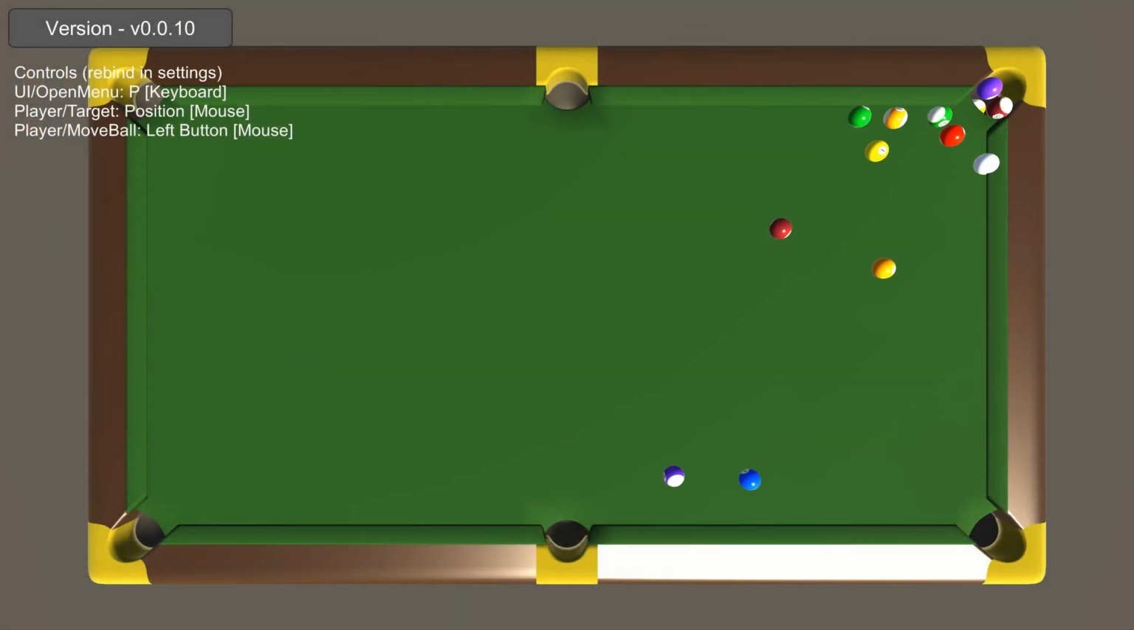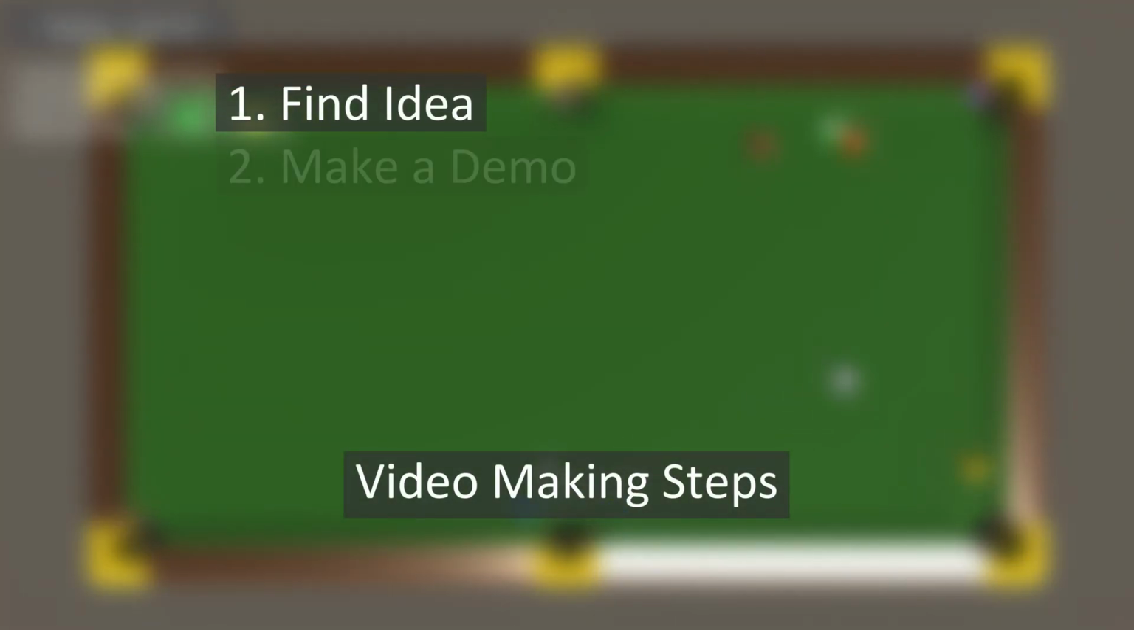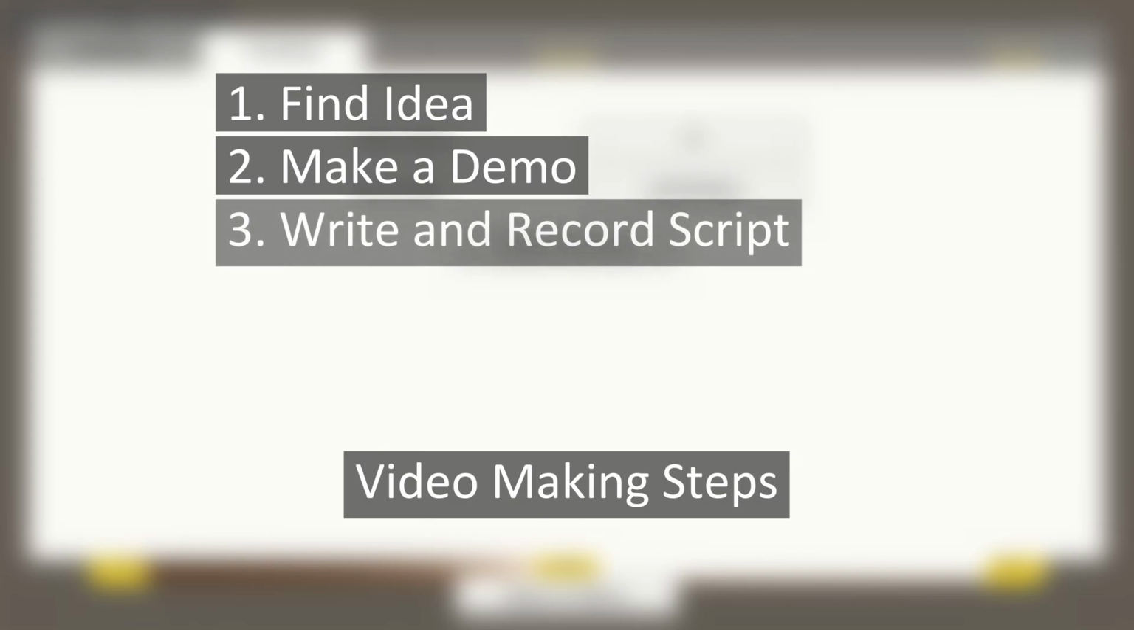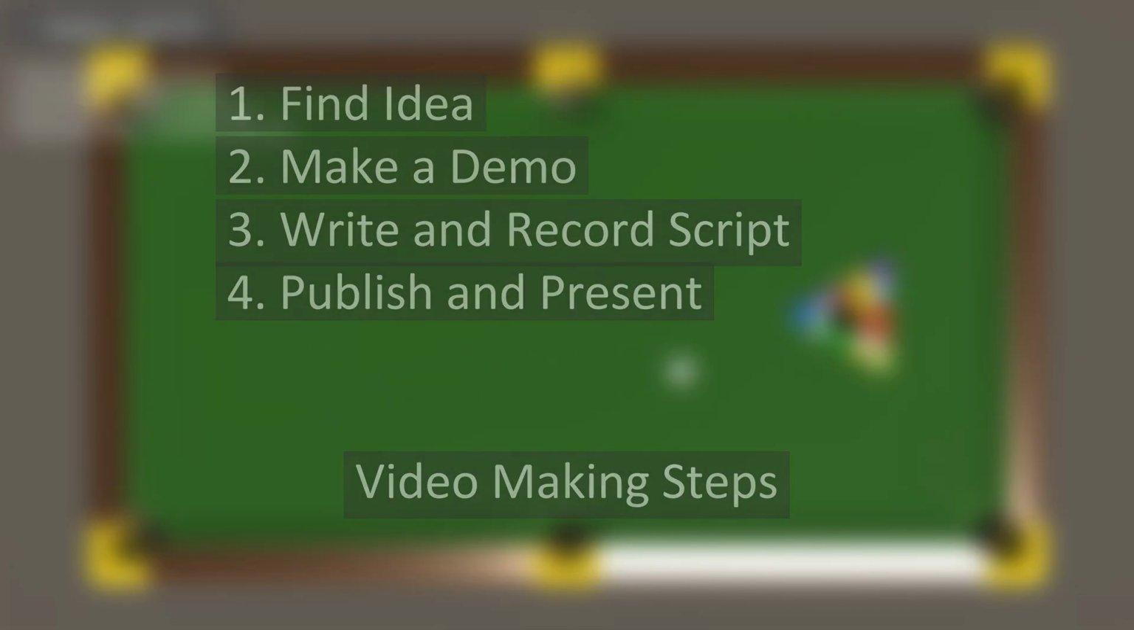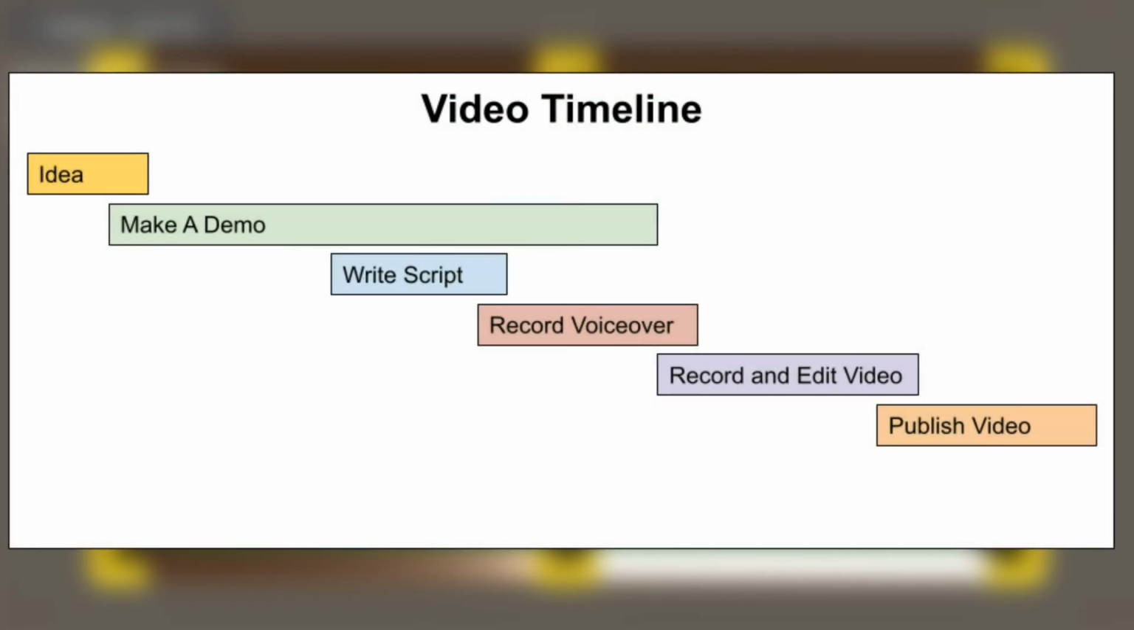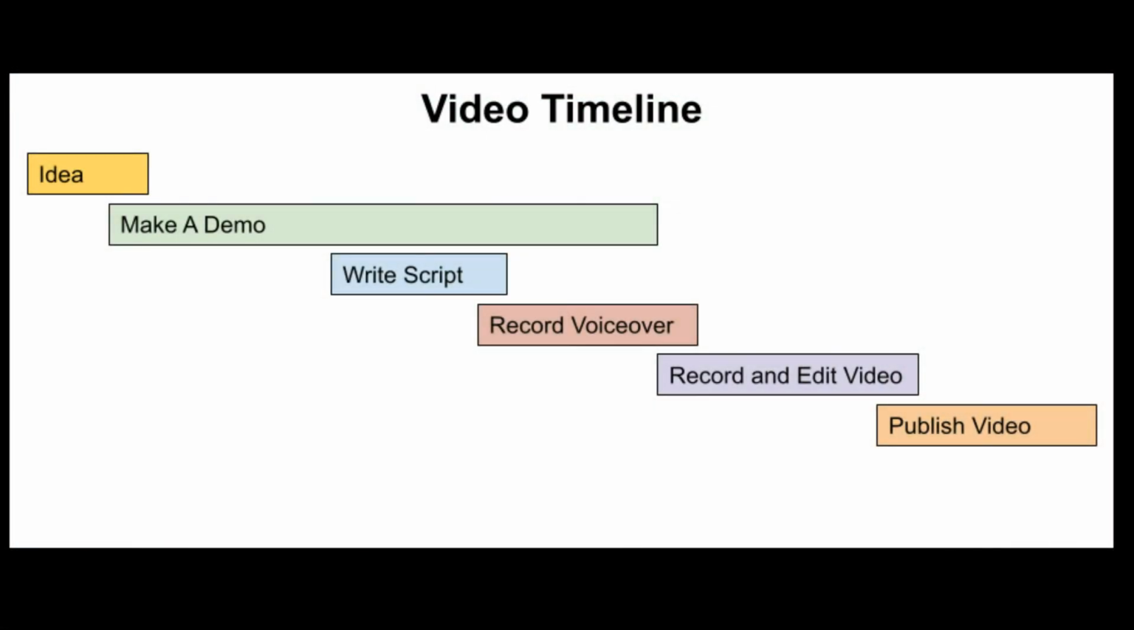So, making a video. How hard can it be, right? My process of making videos is broken down to a few key steps. Come up with an idea, create a demo, write and record a script, then publish and present. I usually take 2 weeks to make a video, but a demo sometimes takes longer for more complex topics. This process all starts with the idea phase.